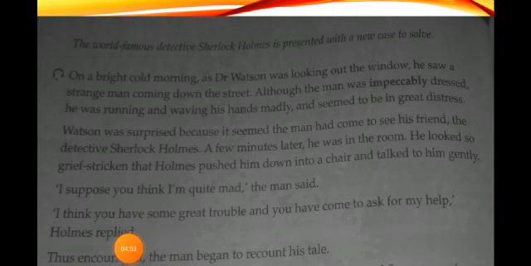On this, Holmes replied, or we can say he asked, that maybe you have some great trouble. So the man was encouraged by Holmes, and he began, or restarted, his tale.